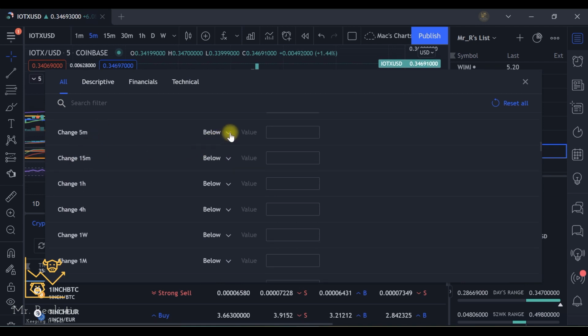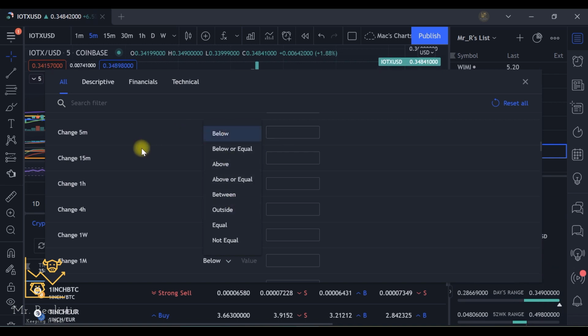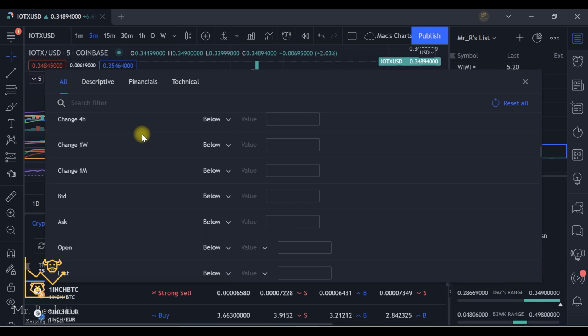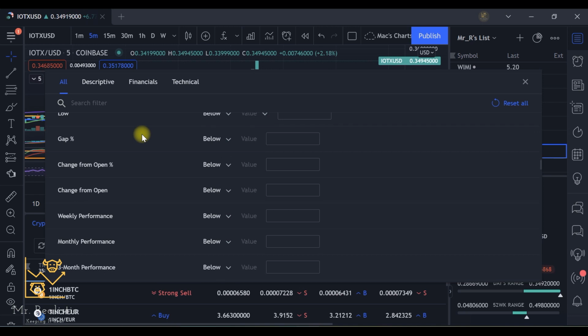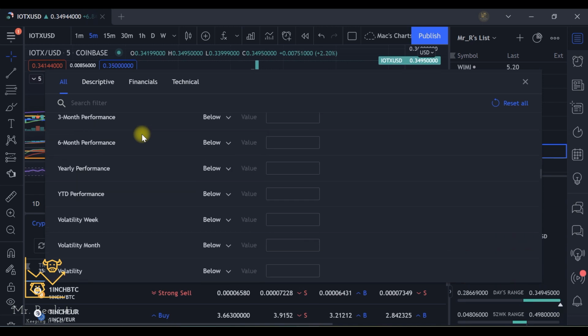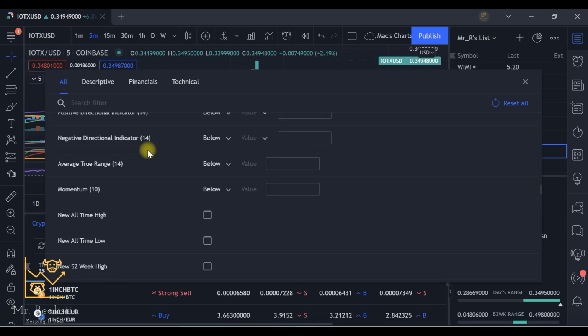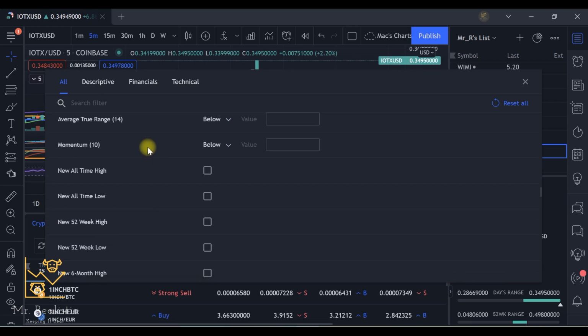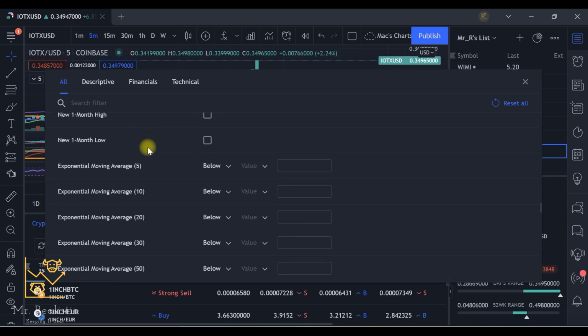So we click this, all right, and say we're looking for a change in the 5 minute, and we put it in. It'll search that for us as well. Let's see here. Gap percentage, volatility, relative strength index. We're looking at finding something that's in that 50 to 60 range. Okay, and this is the cool part.